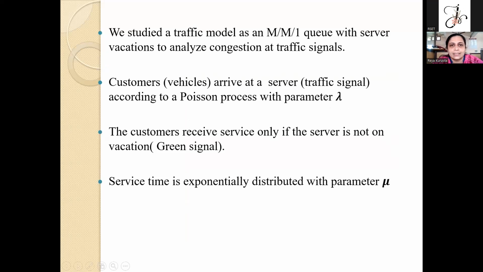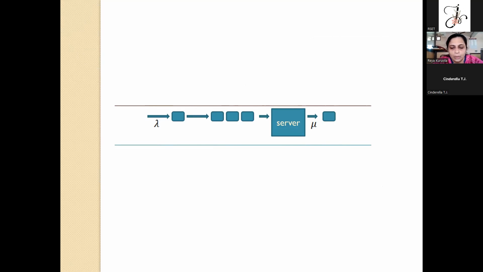In this paper, we studied a traffic model as an M/M/1 queue with server vacations to analyze congestion at traffic signals. Customers, which are vehicles here, arrive at a server, which is a traffic signal, according to a Poisson process with parameter lambda. The customers receive service only if the server is not on vacation, that means when the signal is green. Service time is exponentially distributed with parameter mu. The intersection is represented as a queuing model.